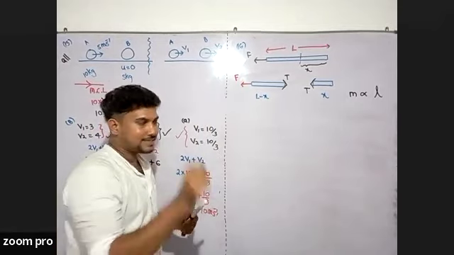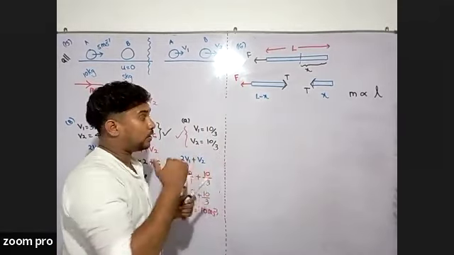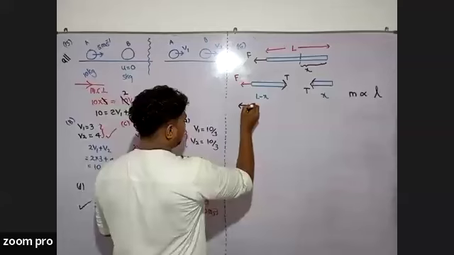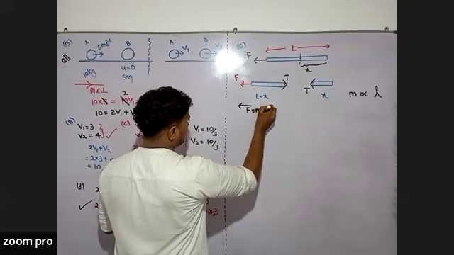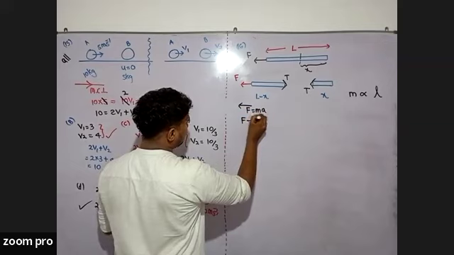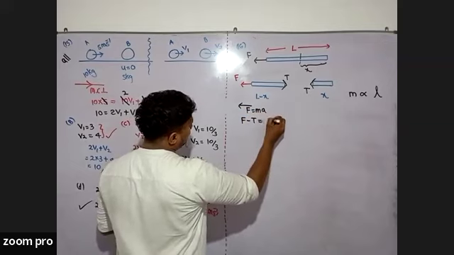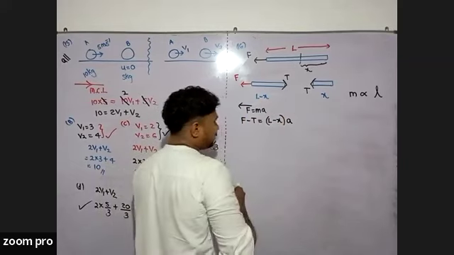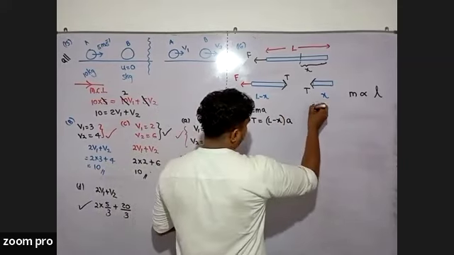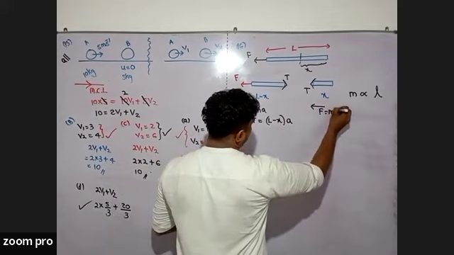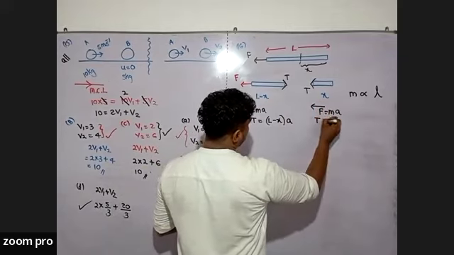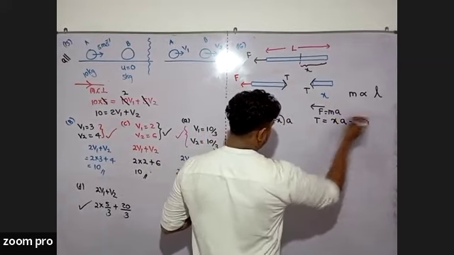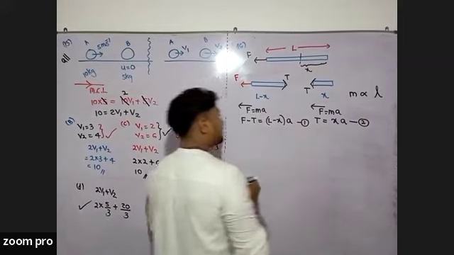Okay, now this string is kept on a smooth surface, so there's no friction force. Let's apply F equal to ma for this part. Then it should be F minus T equal to, instead of m, we can substitute (L minus x) into a. Let's apply the same equation for the remaining part, that is F equal to ma, and it experiences a T force. m can be considered as x into a. This is the second one, and this is the first one, right?